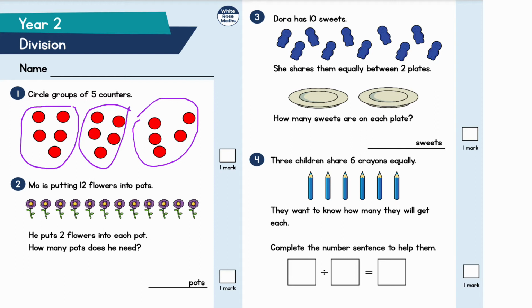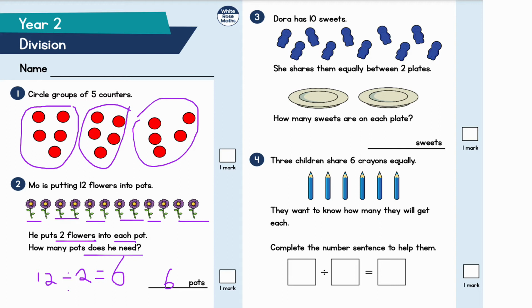This is question number 2. Mo is putting 12 flowers into pots. He puts 2 flowers into each pot. How many pots does he need? Well, 2 flowers in each pot. So 12 divided by 2, we get the answer of 6. 12 divided by 2 is equal to 6.